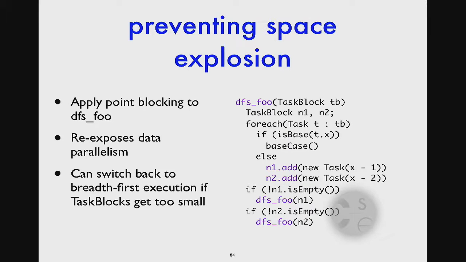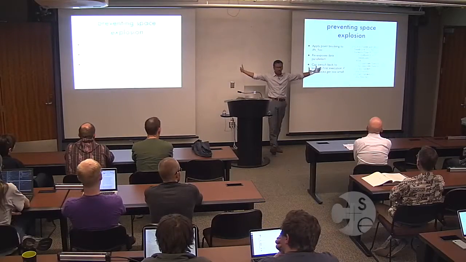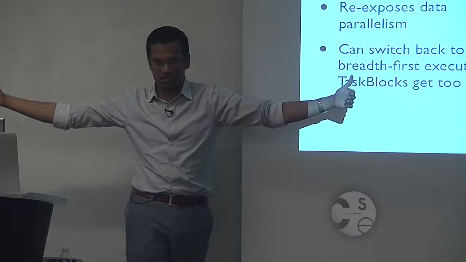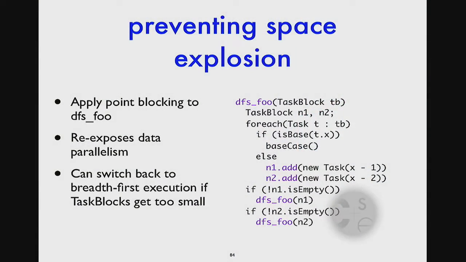Okay, so what I'm going to do is breadth-first execution, generating these big task blocks, this nice vectorizable block of code to execute. Then, at some point, I'm going to switch over to depth-first execution and apply our point blocking transformation to get more vectorizable execution, and just keep going. So I can just keep vectorizing without making these task blocks too big.